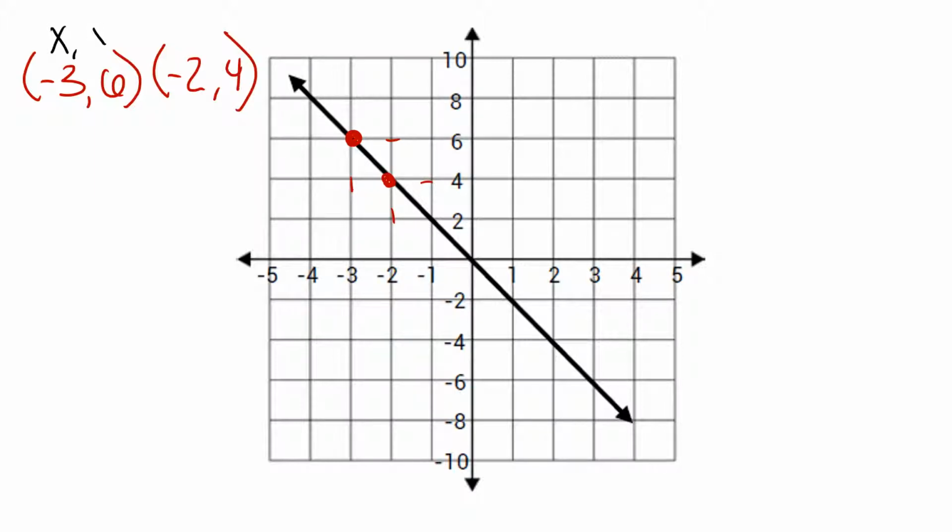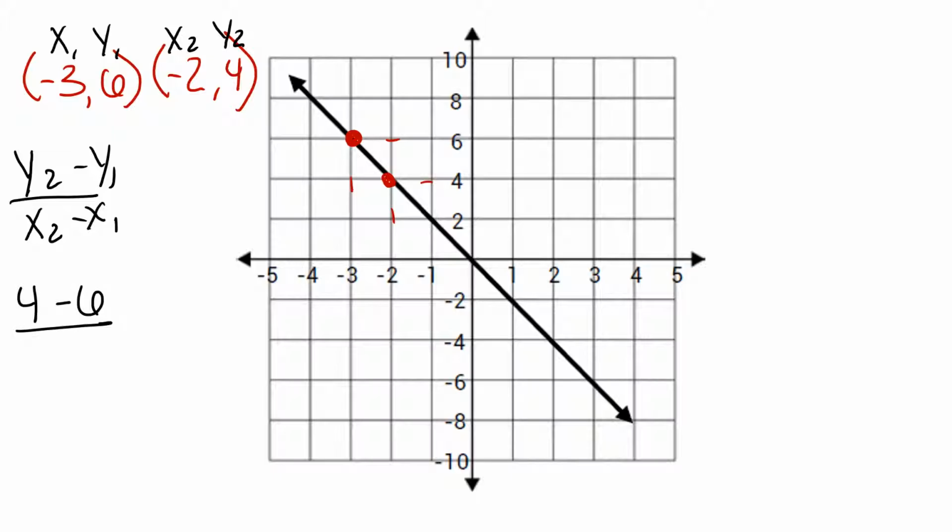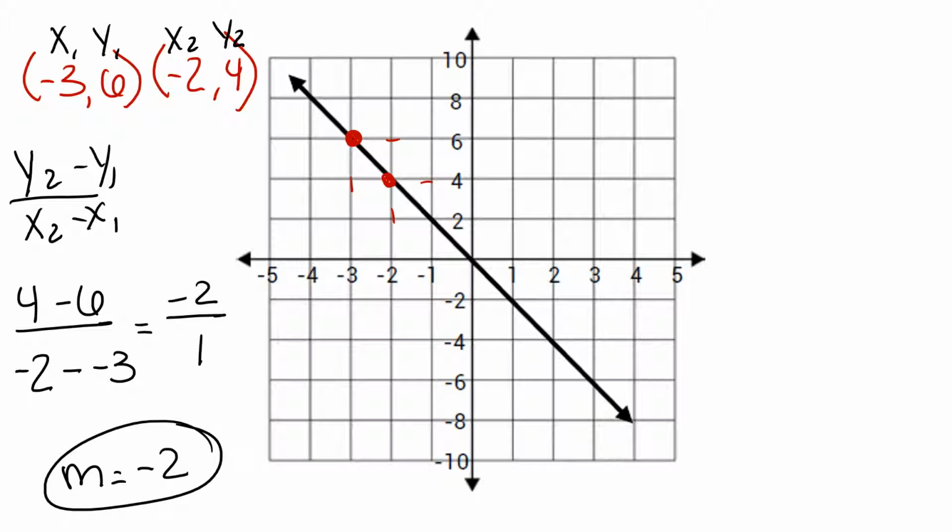We start by labeling our points, x1 and y1, x2 and y2, and plugging them into the slope formula, y2 minus y1 over x2 minus x1. y2 is 4 minus y1 is 6. x2 is -2 minus x1, which is -3. 4 minus 6 is -2. -2 minus -3 is 1. So our m value is -2. Remember, m is both called the slope and the rate of change.